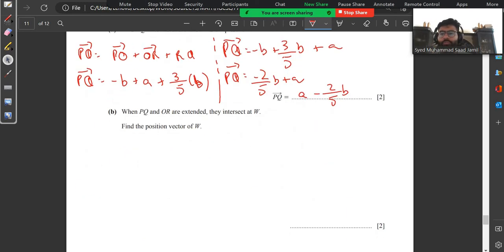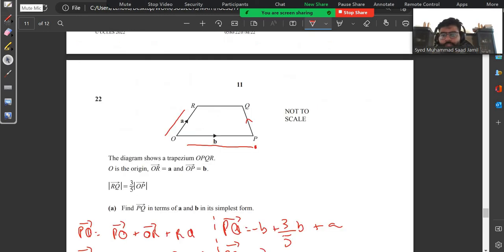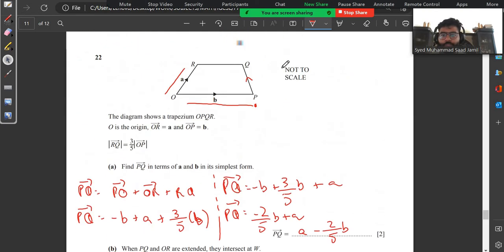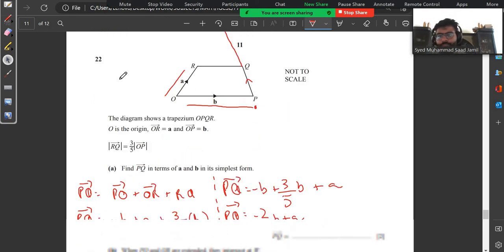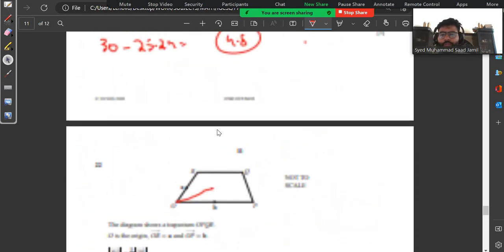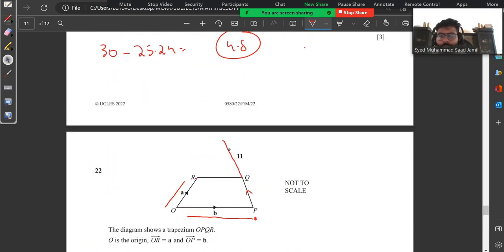Moving on to part B, when PQ and OR are extended, they intersect at W, find the position of W. So basically when I extend PQ and OR, this is the point W where they intersect one another. This whole line is OW. So basically this means OW is alpha times OR, or K times OR.